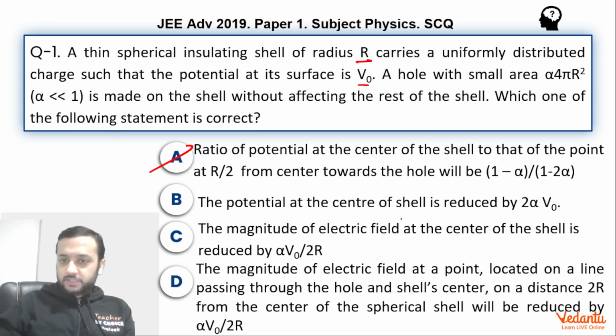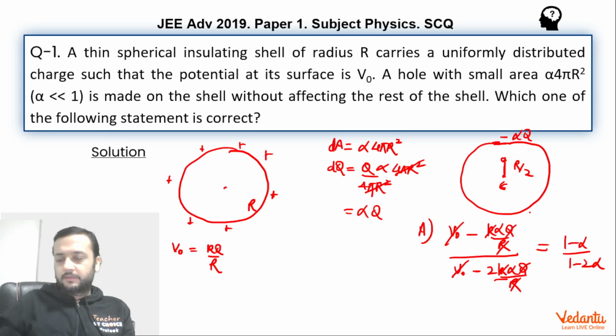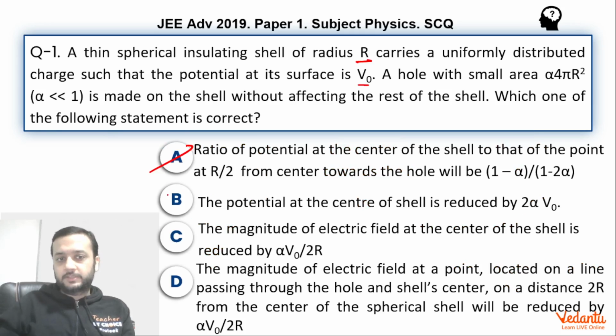The potential at the center of the shell is going to reduce by 2 alpha V naught. We have already checked that potential at the center of the shell actually reduces by the value alpha V naught. You can see over here, this is the reduction in the potential. Right? So the potential at the center reduces by the value alpha V naught, and hence option B is wrong.